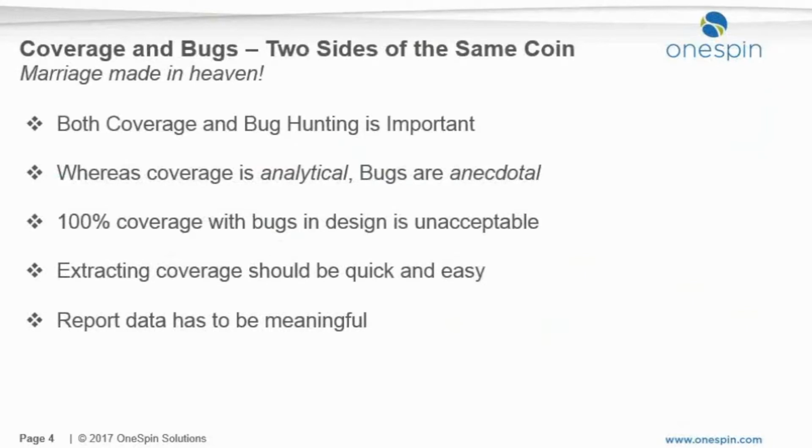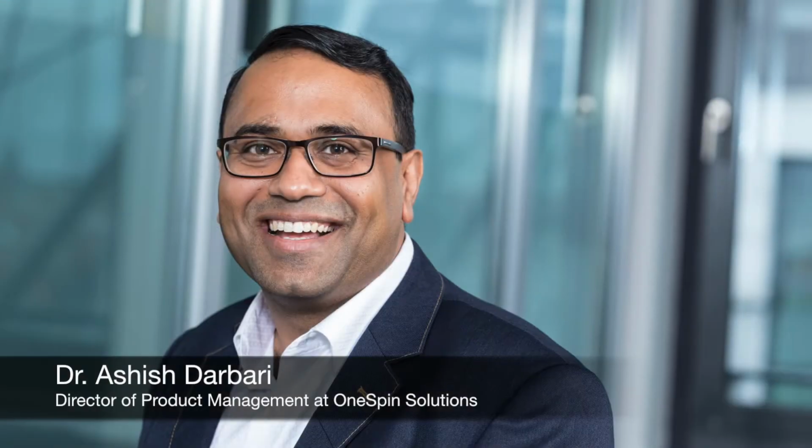So 100% coverage with bugs in design is unacceptable. I think we've all been there where we have 100% code coverage, functional coverage, and for many different reasons, we could still have bugs. The thing to note here is, okay, we've got to collect some metrics. We've got to tie them to the bugs that we are finding. We need to assess the quality of the test bench and answer the questions. But what is the overhead of doing all of this? Is it the same as your actual verification task? Is it more? Is it a small delta?